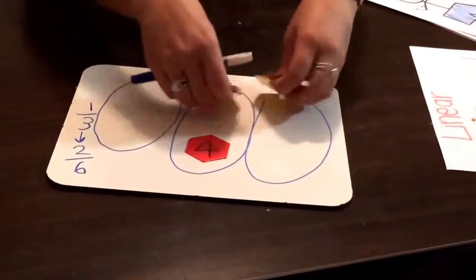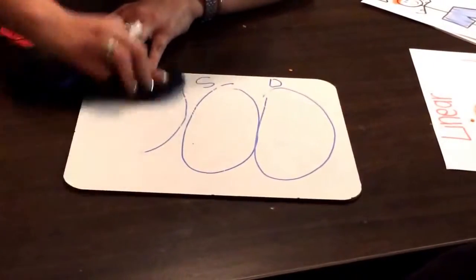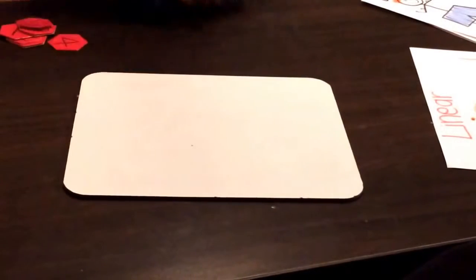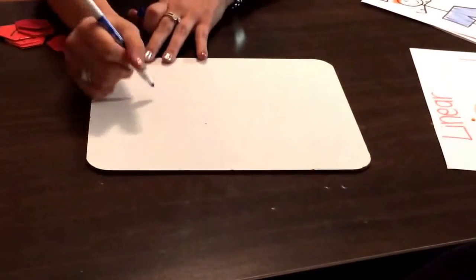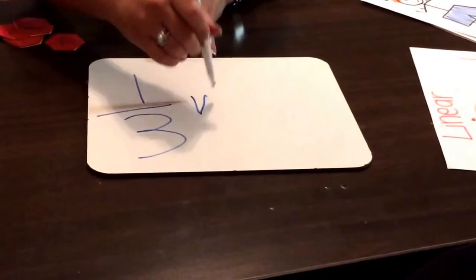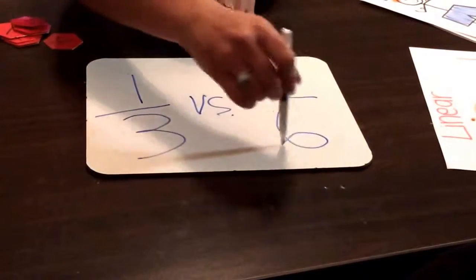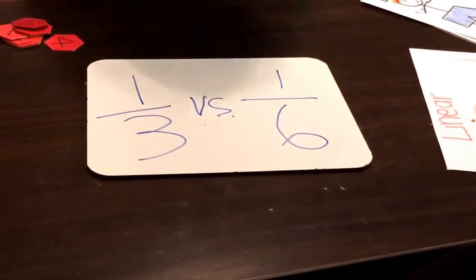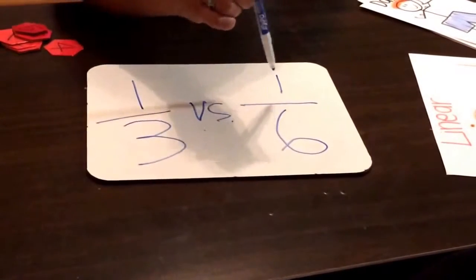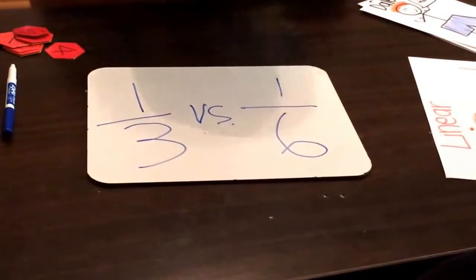So now we're going to look at something kids have a lot of problems with. We're going to compare 2 numbers and figure out which one is a bigger fraction. So we're going to look at 1/3 versus 1/6. So kids are going to look at this fraction and automatically think that 1/6 is bigger than 1/3. But, however, that is not true.